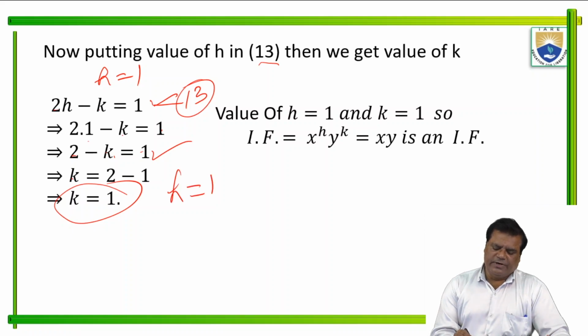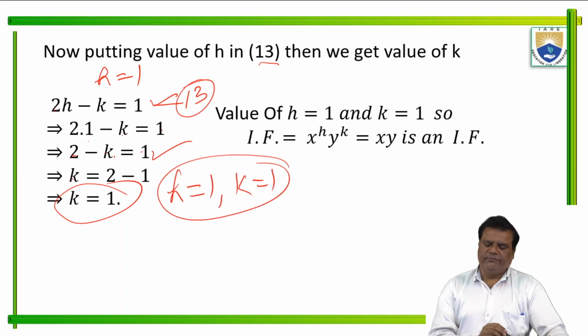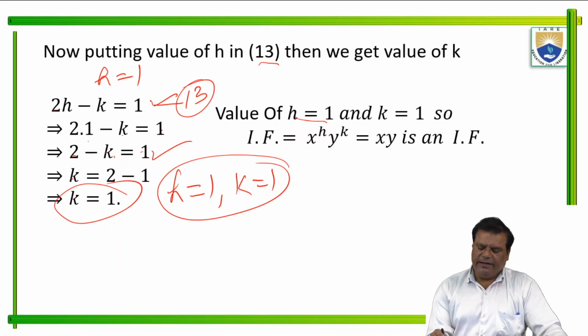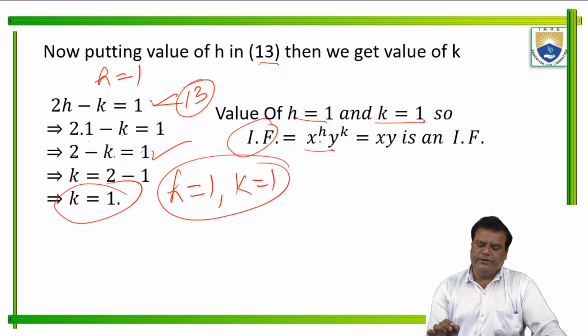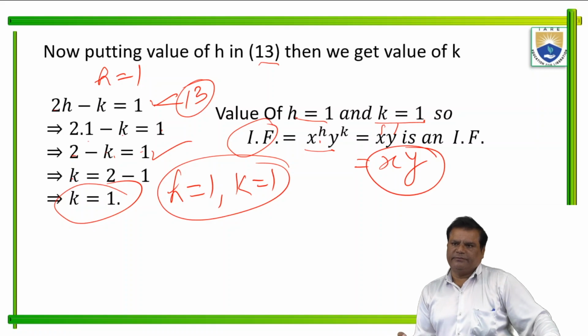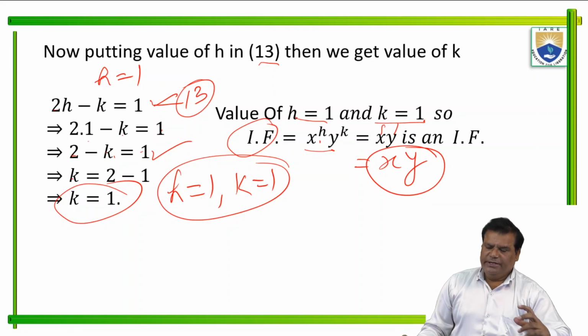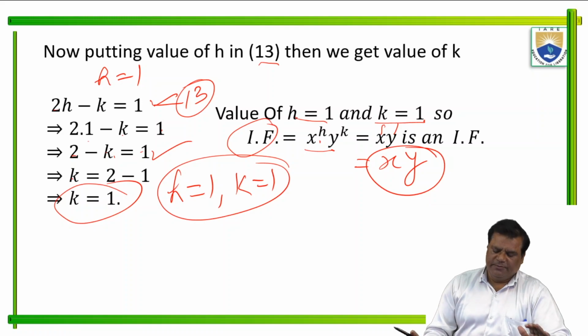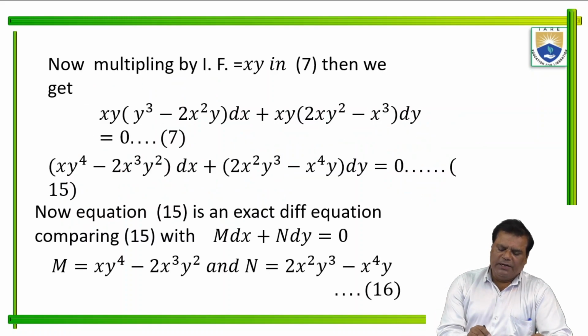So here we find h is 1 and k is 1 also. Both values are 1, 1. Now the integrating factor x to the power h into y to the power k is x to the power 1, y to the power 1, that is xy. So xy is an integrating factor. Now we have found the integrating factor, and when we multiply this function into the given differential equation, the equation is exact 100%. So now multiply by xy in equation 7.